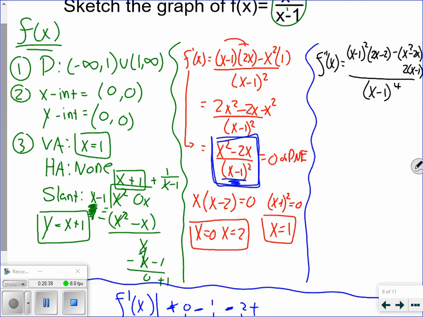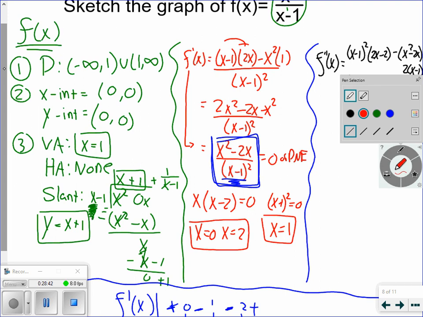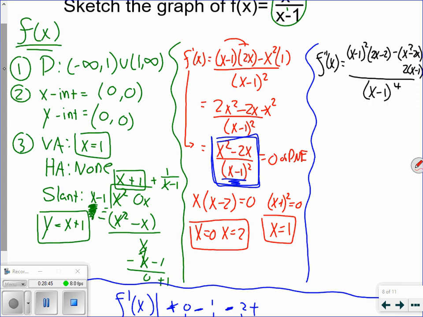Now, before I keep going, I just want to say, for sake of time, we could simplify out the entire top, and you're going to see some nice things simplify out, but actually what happens here is pretty cool. All these quantities have an x - 1 in common. So I can cross out one of those from the top and the bottom. So what I'm left with is (x - 1)(2x - 2) - (x squared - 2x)(2) all over (x - 1) cubed.